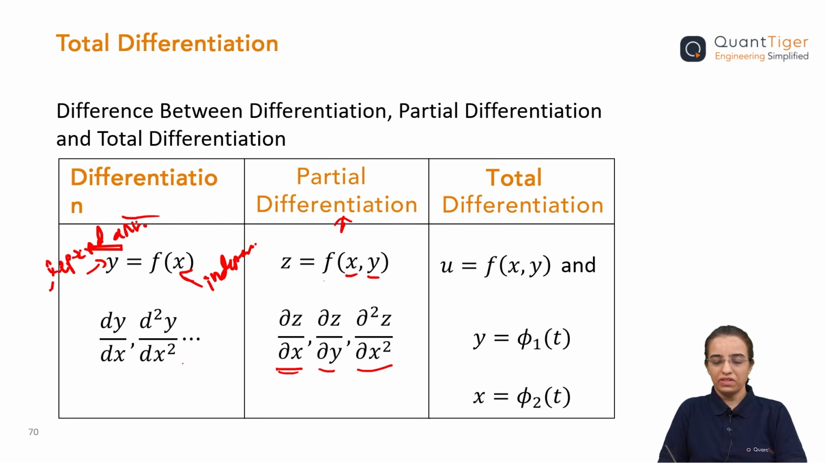Now in total differentiation, the concept is that one function is related to variables, like u is a function of x and y, and x and y are further functions of another variable. We have to find the differentiation of u with respect to t, meaning we have to find the differentiation with respect to a variable which is not directly but indirectly connected. That is nothing but total differentiation. The formula of how to find it we have just seen in the previous slide.